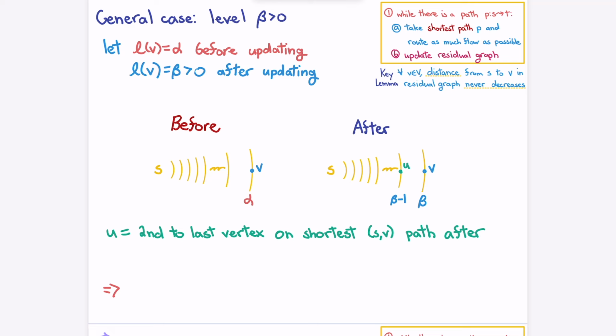As a first step, there's some shortest path from S to V, right? And let U be that preceding vertex in the second graph. So that means the level of U is going to be beta minus 1. Okay, good. Now, anyone want to take the next step? We're closer to done than you think.